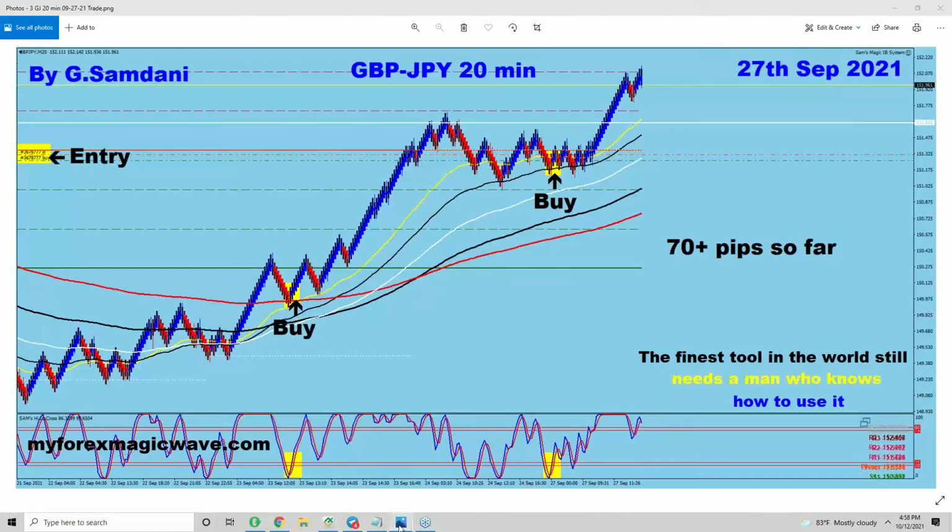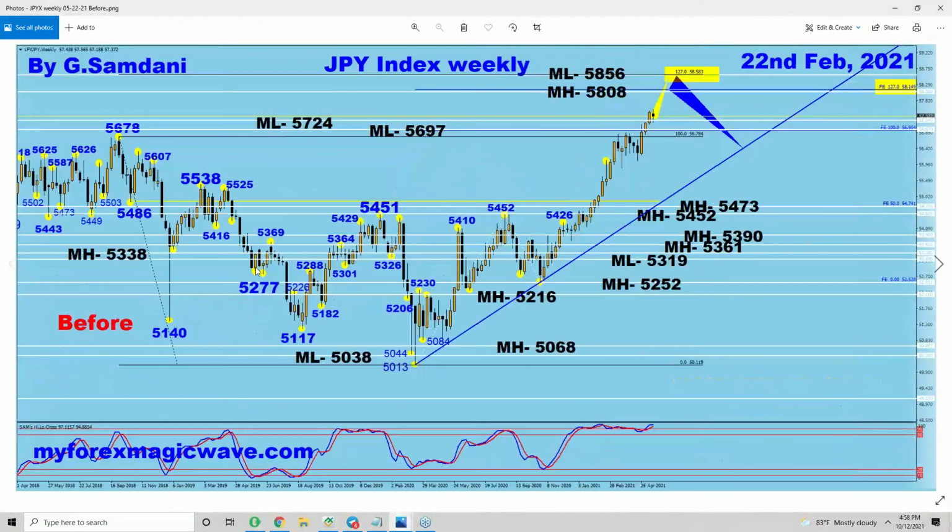Let me show you first my weekly chart of the yen index, which I made on the 22nd February 2021. This is the yen index weekly chart, and it's supposed to be wave 1, 2, and then wave 3 supposedly ending somewhere here, and then we're supposed to drop back to this trend line or maybe even lower, 38% of wave 3 for wave 4. So ahead of time I made this chart saying this is what's going to happen.